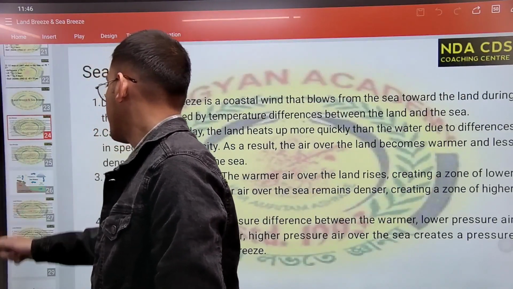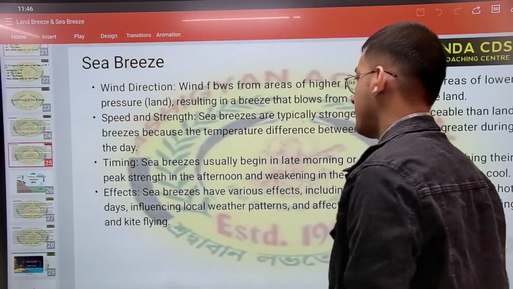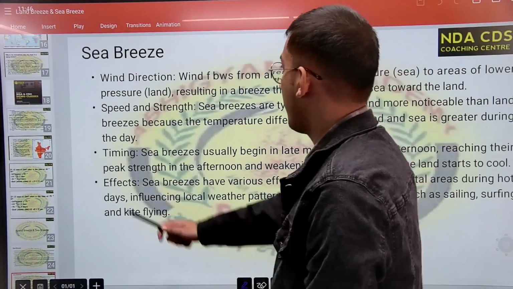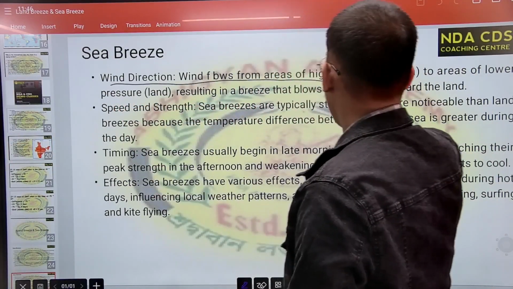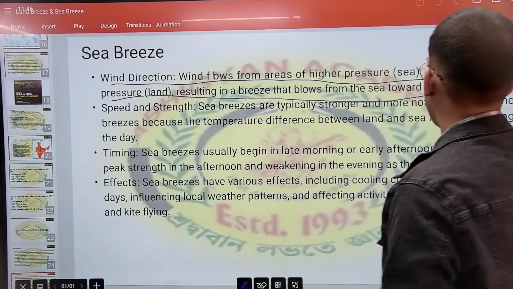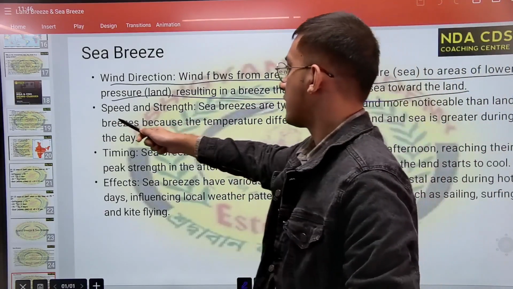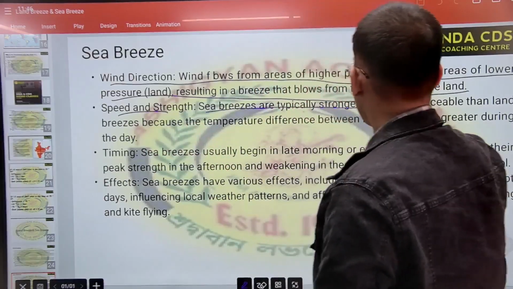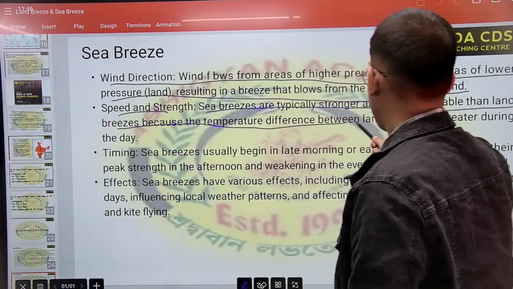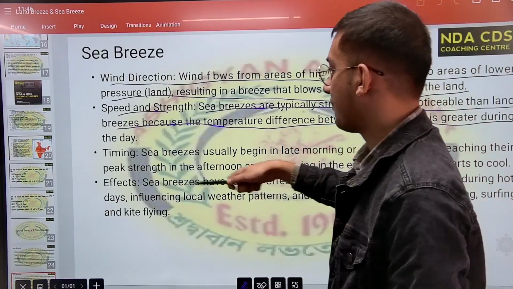Then we go on to wind direction, speed, strength, and timing. Wind direction: wind blows from areas of high pressure to areas of low pressure, resulting in a breeze that blows from sea to the land. Speed and strength: sea breezes are typically stronger and more noticeable than land breezes because the temperature difference between land and sea is greater during the day.